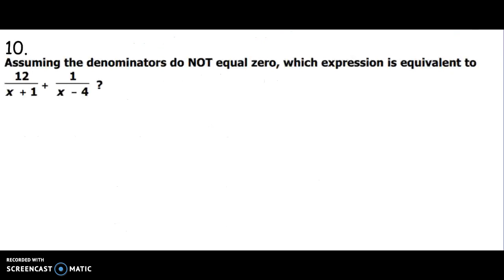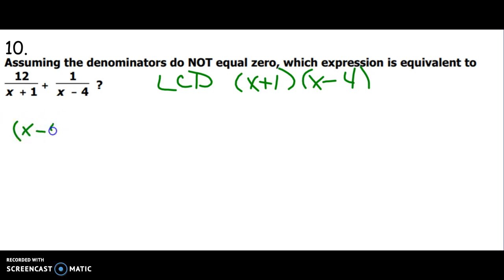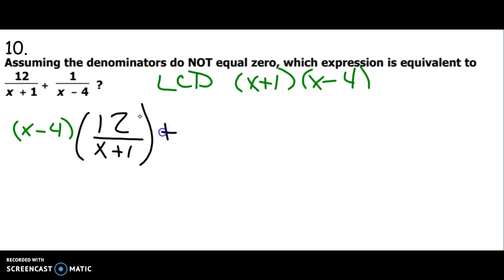For number 10, we have to add, so we have to get a common denominator. My common denominator here is going to be both of those. So x plus 1 and x minus 4. So what does this common denominator have that this one's missing? It's an x minus 4. So I'm going to multiply everything times x minus 4. What does the common denominator here have that this denominator is missing? It's the x plus 1. So I'm going to multiply top and bottom by x plus 1.